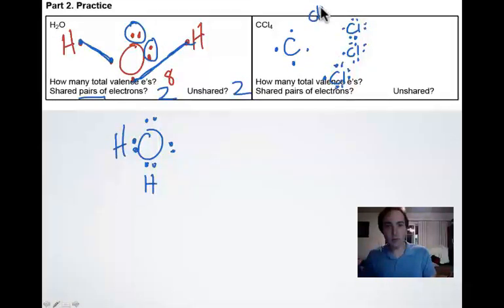And I'll draw one more up here. So 1, 2, 3, 4, 5, 6, and 7. Okay, not the prettiest chlorines, but we get the picture.